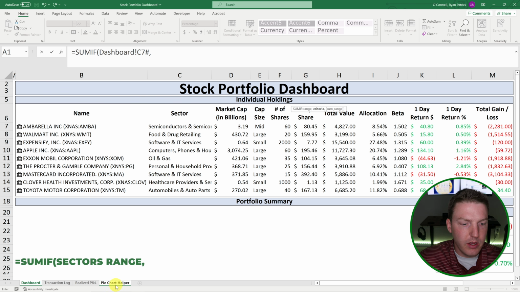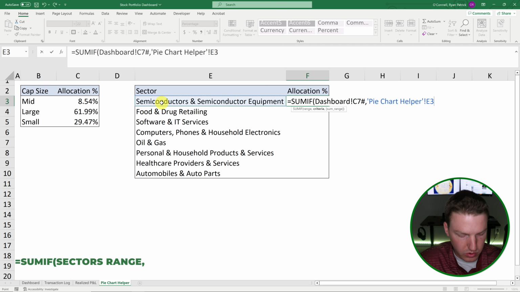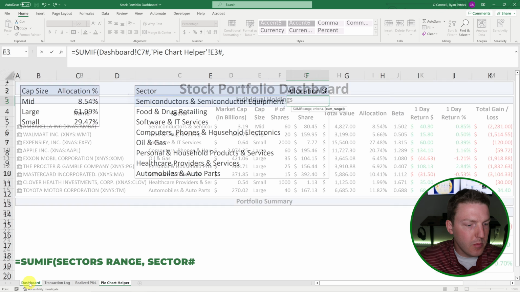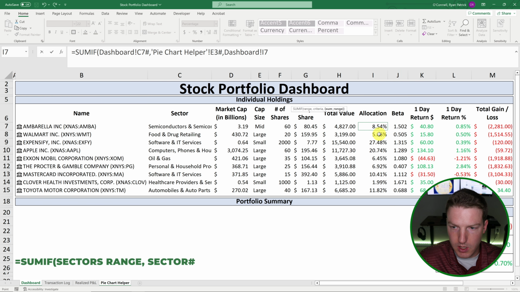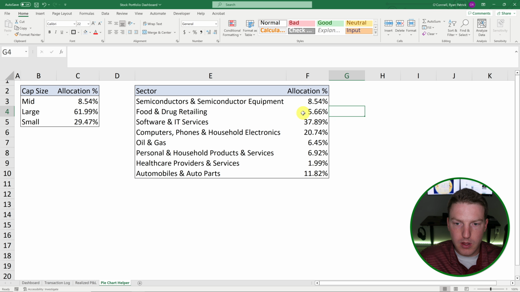Our criteria will be the sectors in here, spelled array pound, and then the sum range will just be, once again, the allocation column. And let's close that formula. And there we go. So now we've got everything we need to make our pie charts.